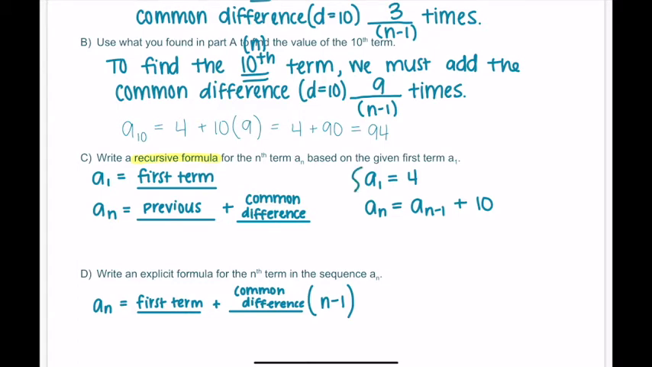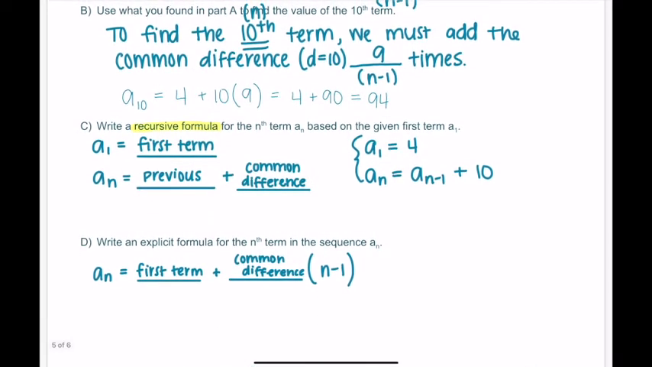So this is our recursive formula. Now the explicit formula. All right, so the explicit formula comes from what we did in part B.